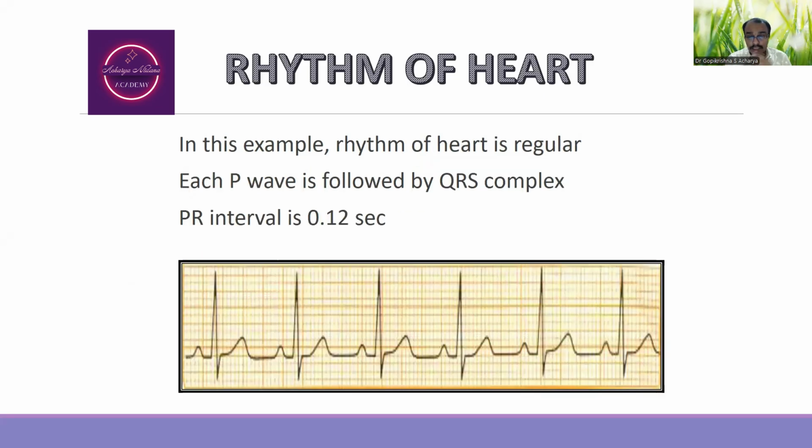When you see this particular example, again, the P wave is present for every QRS complex. The PR interval, QRS interval and QT interval are constant. And here the PR interval is 0.12 second. One small square is 0.04 second. Three small squares, in the sense, that is 0.12 seconds.